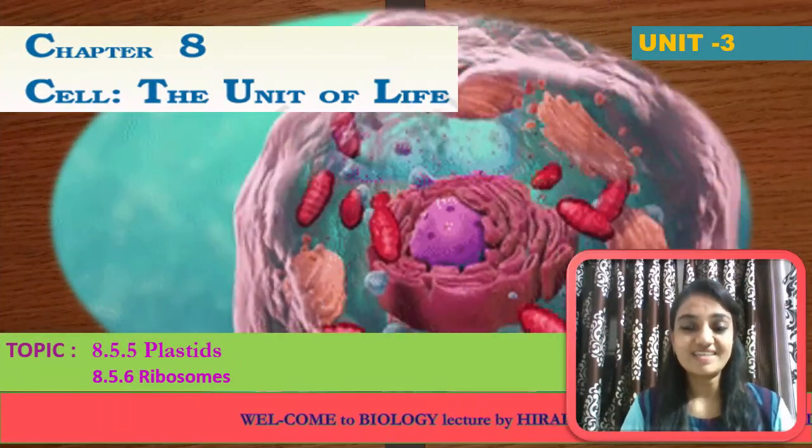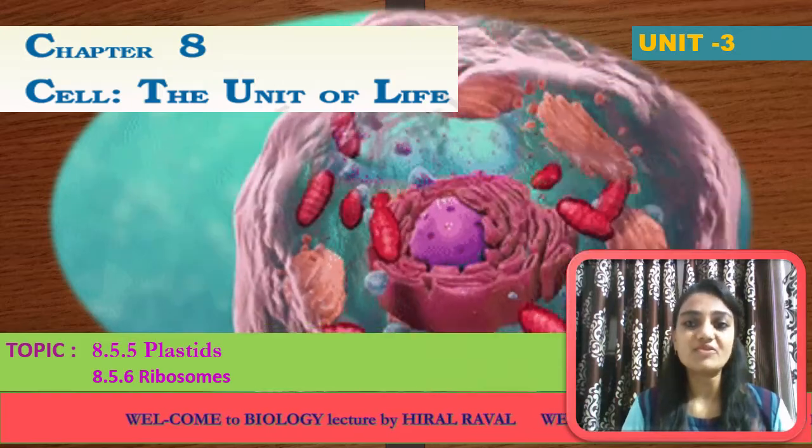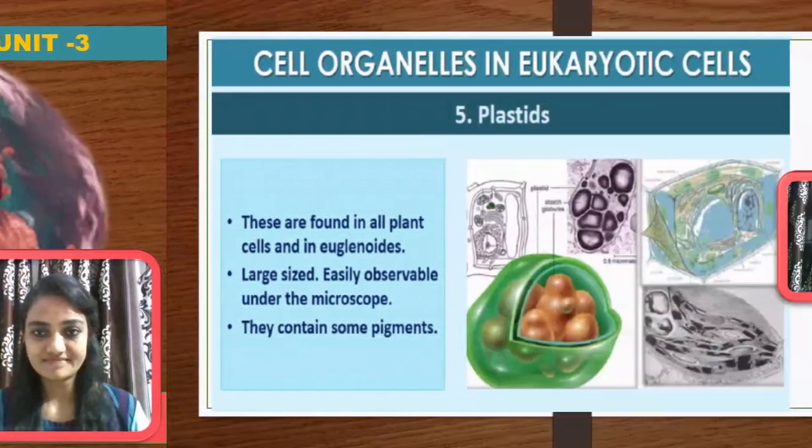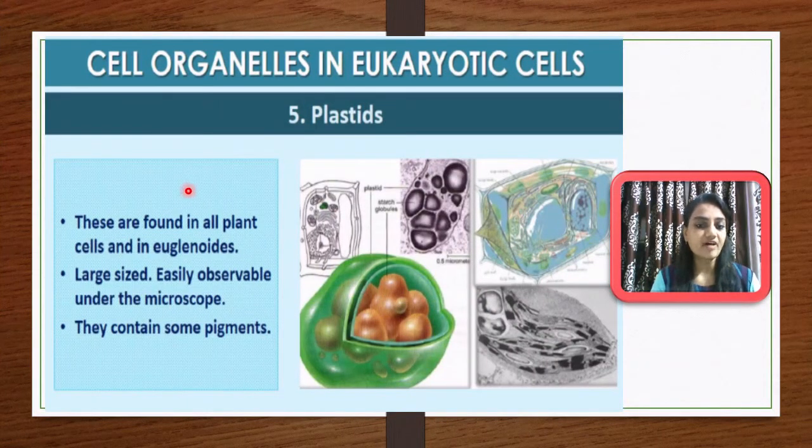Hello students, today we are going to discuss two topics: plastids and ribosomes. Plastids are the organelles which are found in all plant cells and even in the euglenoids. They are large in size and easily observable under the microscope.